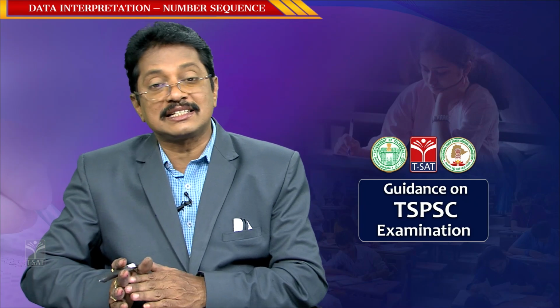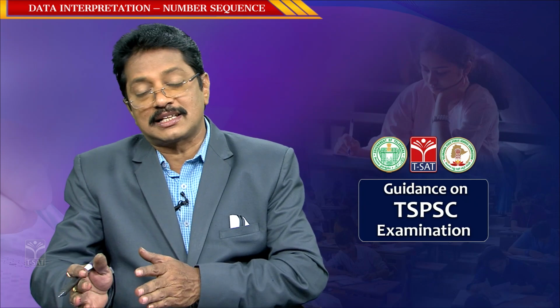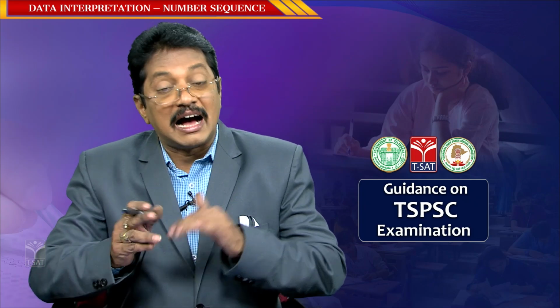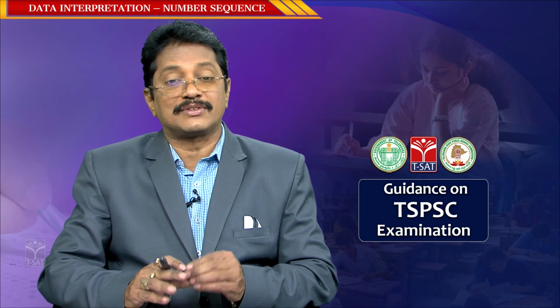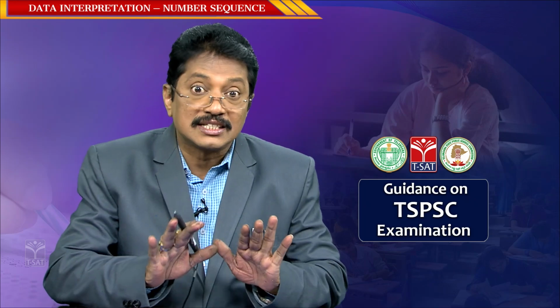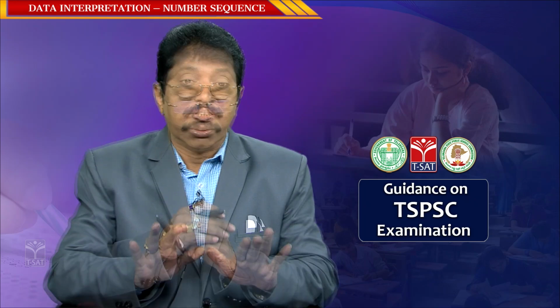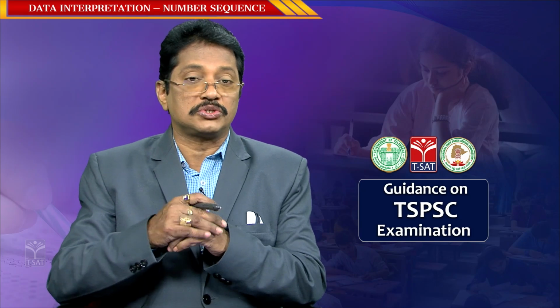So, when r is less than 1, you have to write Sn equals A(1 minus r^n) by (1 minus r). When r is greater than 1, you have to write Sn equals A(r^n minus 1) by (r minus 1). Is it clear? This is a very important piece of information. We will see some questions here.